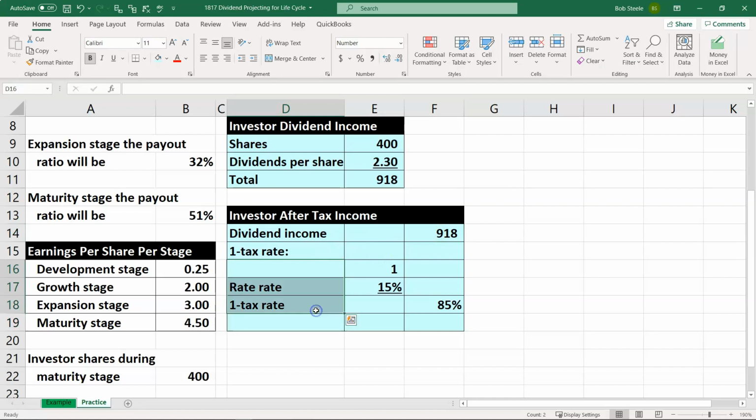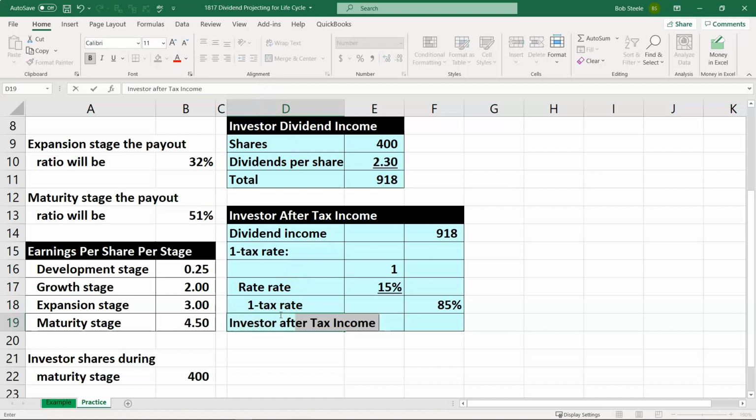Let's do some indenting down here. I'm going to select these 3 items, go to the alignment and indent. Select this item, alignment and indent again, and we'll call this then the investor after-tax income, which is going to be equal to the 918 times the 85%. We're at the 780. Let's add a couple decimals, number group, because we've got 30 cents here. And then we'll underline right here, font group and underline.